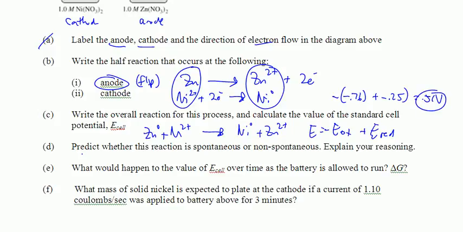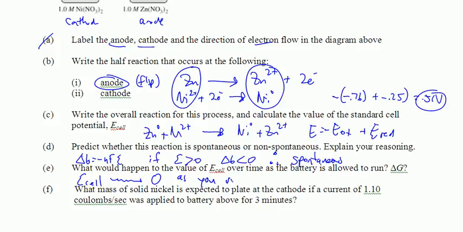Predict whether this reaction is spontaneous. Well, delta G equals negative nFE. If E is greater than 0, delta G is less than 0, therefore spontaneous. What would happen over time if the battery was allowed to run? Okay, so over time, E cell would go to 0 as you run out of electrons, and delta G would increase to 0 as well.